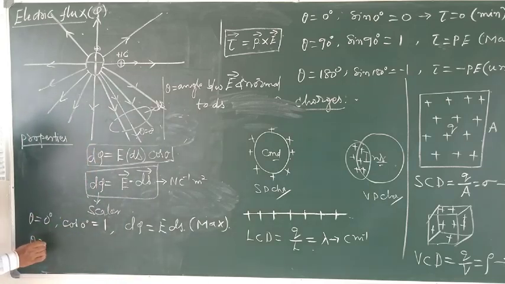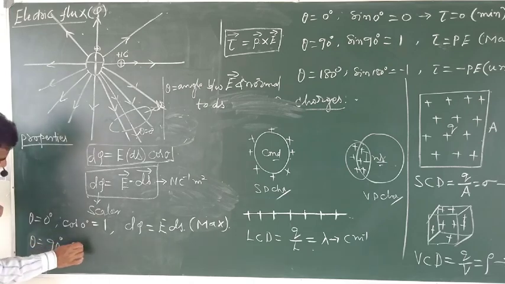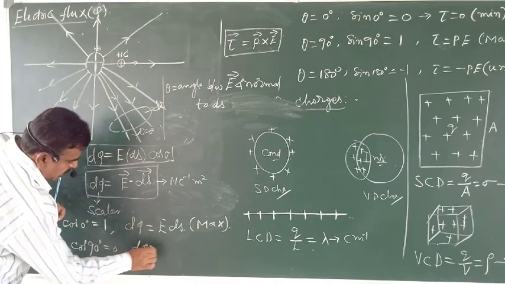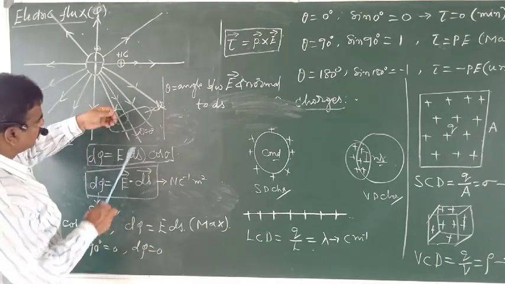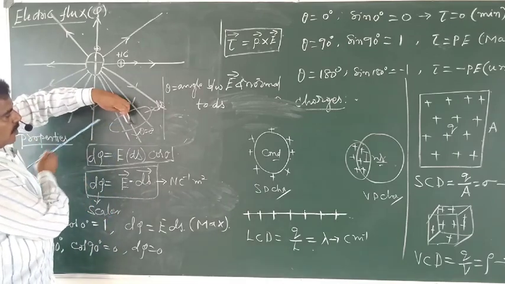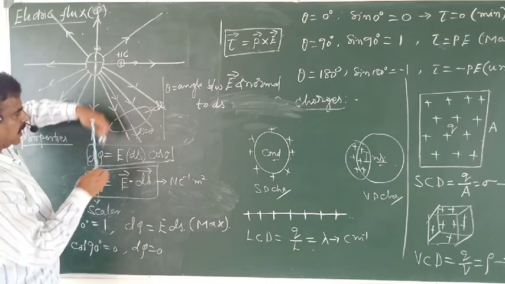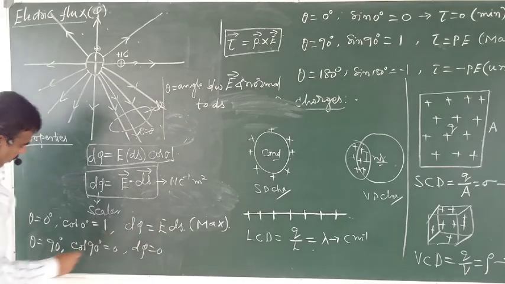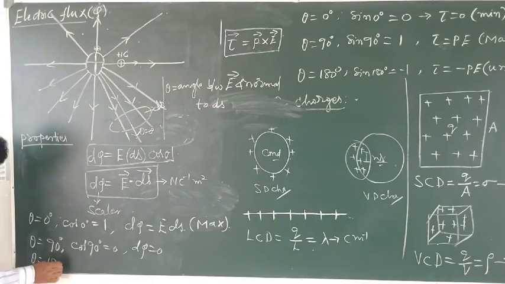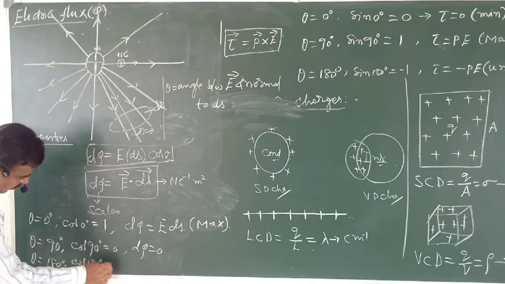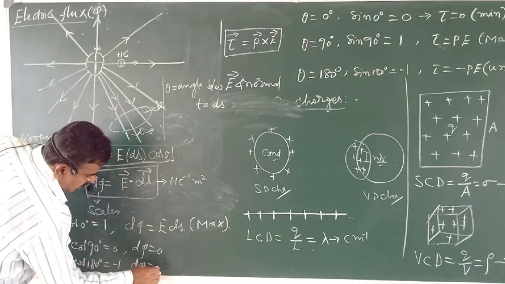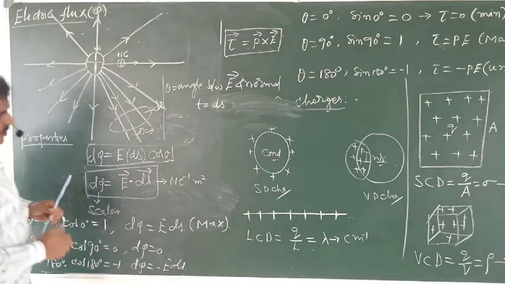When theta is 90 degree, cos 90 degree equals 0, so flux is 0. Theta is 90 degree means the normal is like this, the electric intensity is like this, the angle between them is 90 degree, and flux is 0. When theta equals 180 degree, what happens? Cos 180 degree is minus 1, the flux is negative, minus E dS.